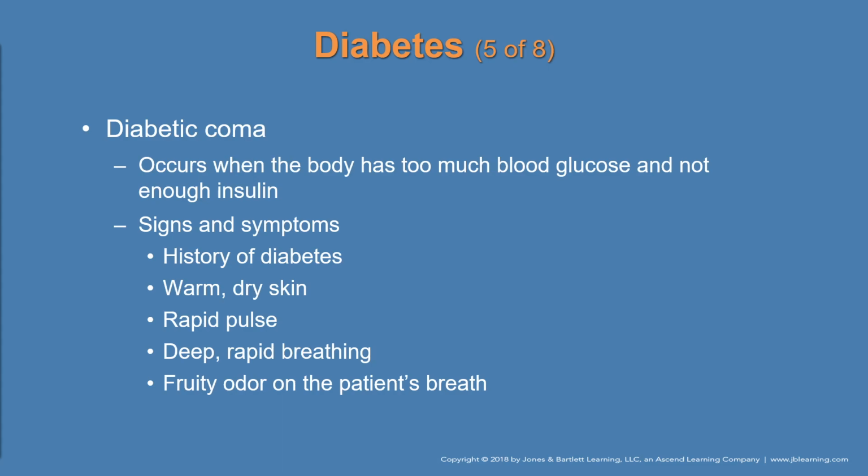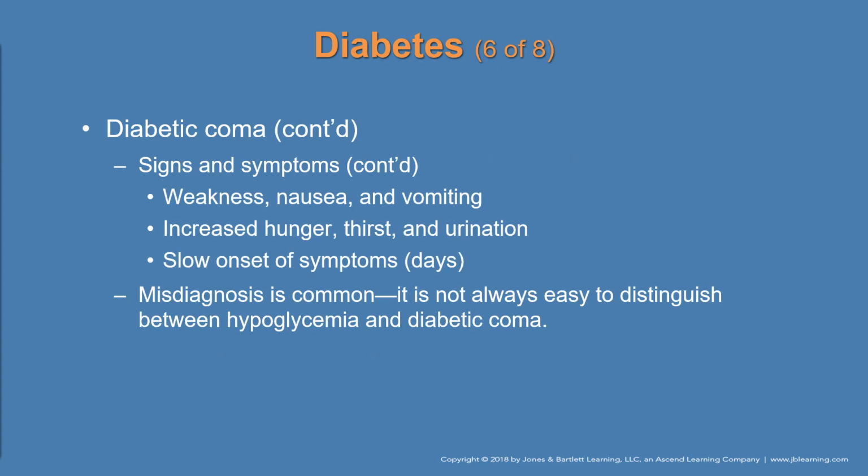Rapid pulse, again, same as hypoglycemia. Deep, rapid breathing in some cases, not always. Fruity odor on the patient's breath, again, only in some cases. Weakness, nausea, vomiting, increased hunger, thirst, urination. So you can see there's a lot of overlap between too high and too low, right? And so it's pretty common to mistake one for the other.